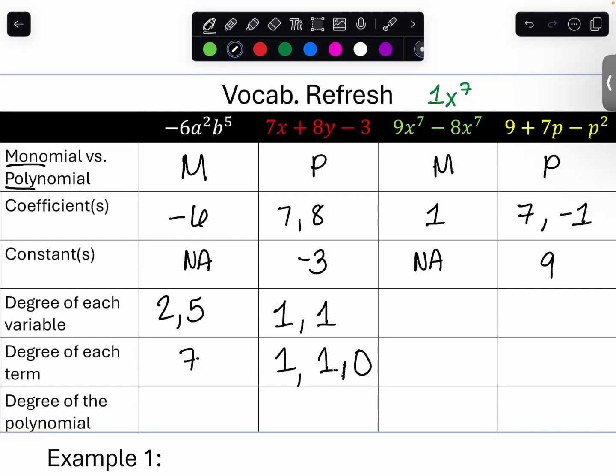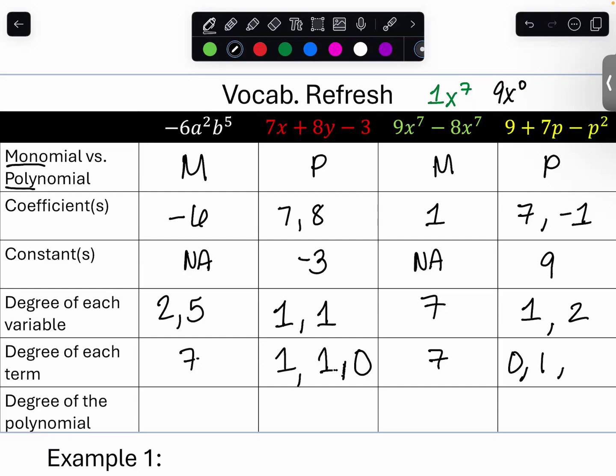In my next one, the degree of my x to the 7th power is 7. There's no other variable being multiplied in that term, so the overall degree of the term is also 7. And last but not least, for 9 plus 7p minus p squared, the degree of each variable term is going to be 1 for that 7p, since p is raised to the first power, and then for minus p squared, that p squared is being raised to the second power. Then for the degree of each term, again, that 9 technically has an x to the 0 as that exponent, so the degree of that first term is 0.